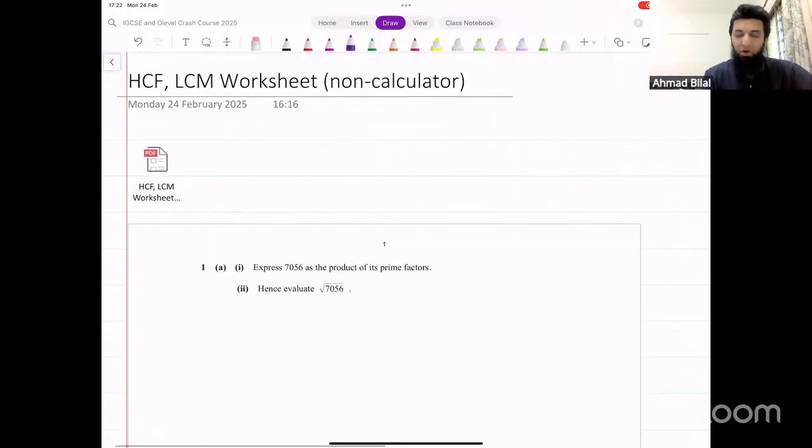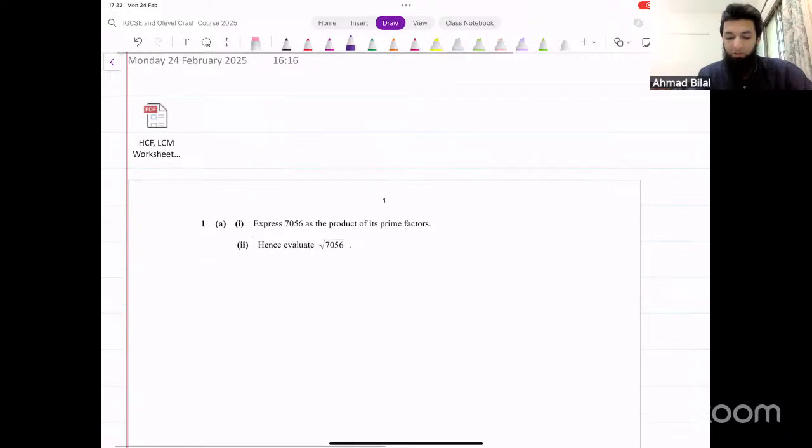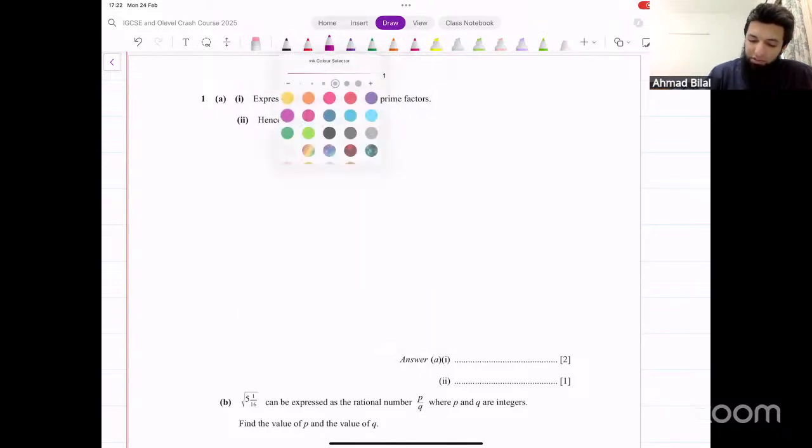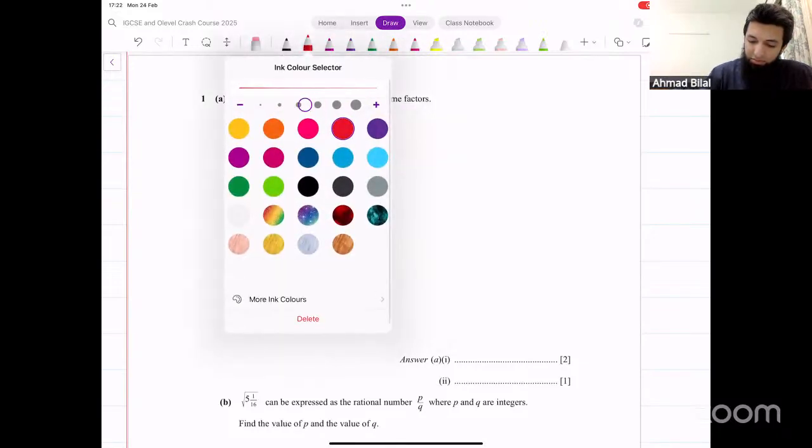This is from the non-calculator paper. That means you cannot use a calculator, and mostly this question comes in the non-calculator paper. Okay, so how do we do this now? Let's do it step by step.